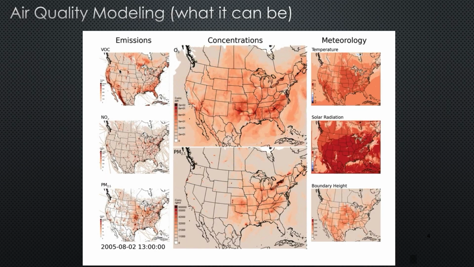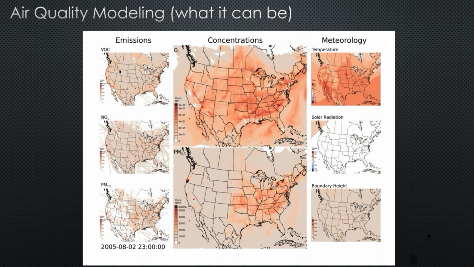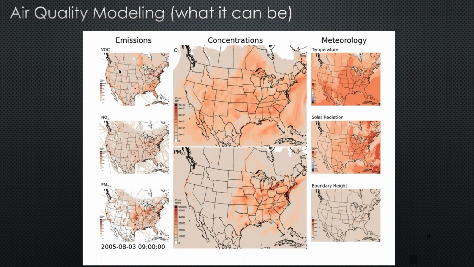So hopefully I've convinced you that air quality modeling is important. It's important to say what our environmental future is. The reason for that is that the air pollution laws, at least in the United States, are the ones that have teeth, right? The climate laws don't.